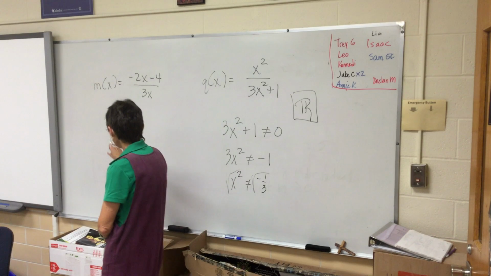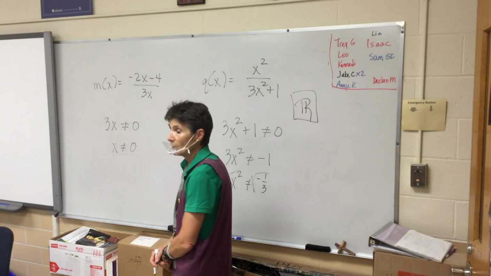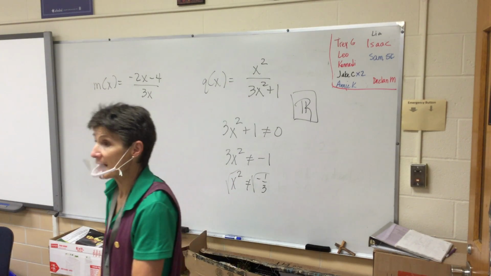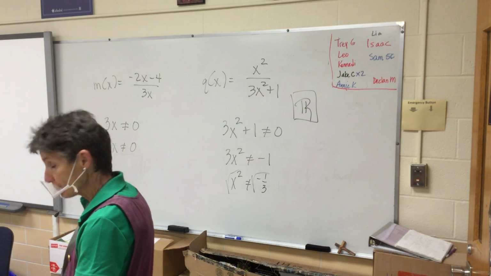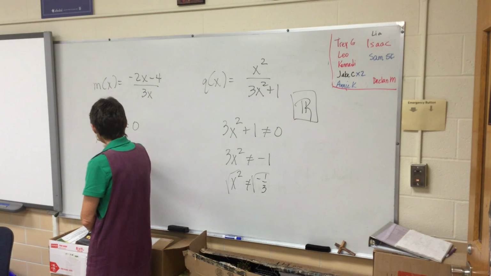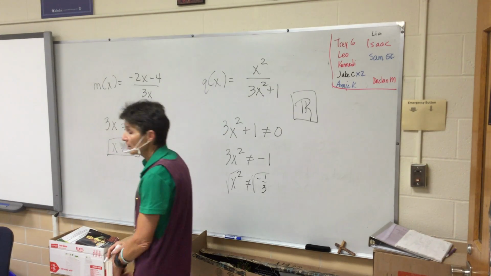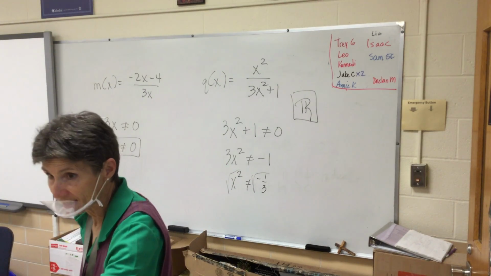So that means when I divide by 3, I still have 0, right? So what does that mean? My domain is everything except 0. It's everything except 0. When you write this down, that means x can be 1, you can be 5, you can be 12, but you can't be 0.